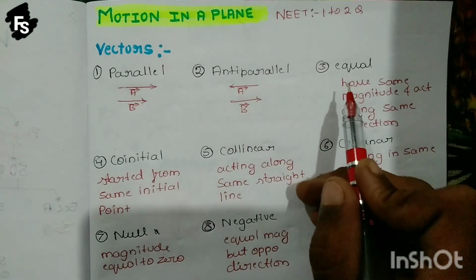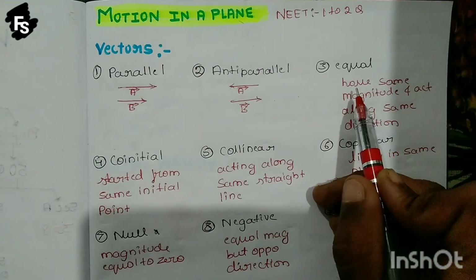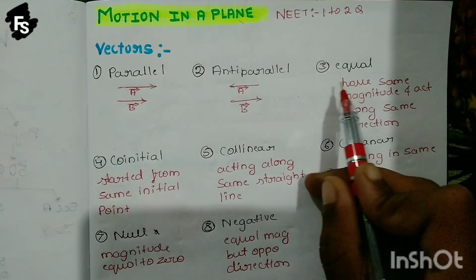Then we move on to equal vectors. What is an equal vector? Two vectors that have the same magnitude and act along the same direction are called equal vectors.